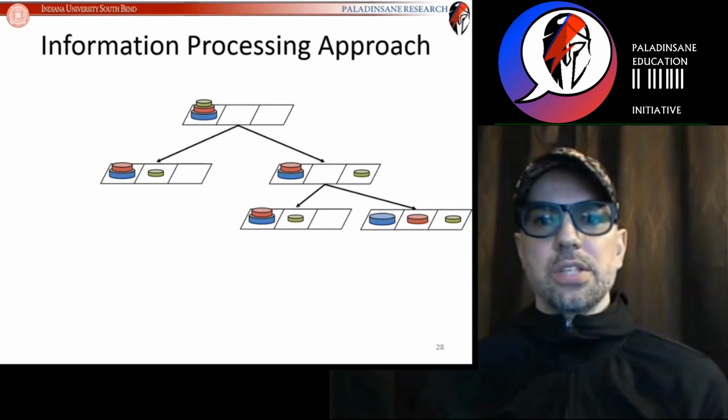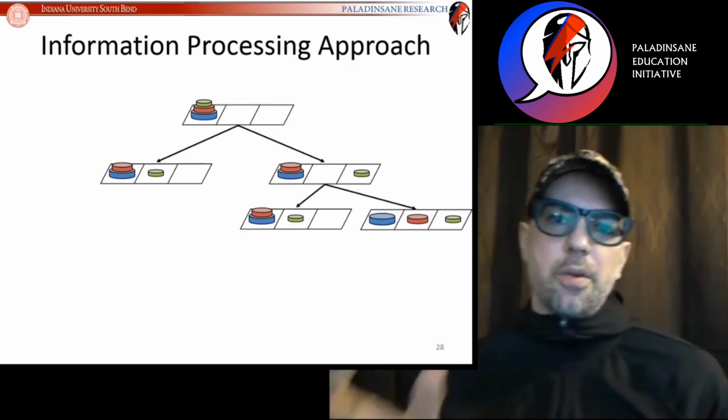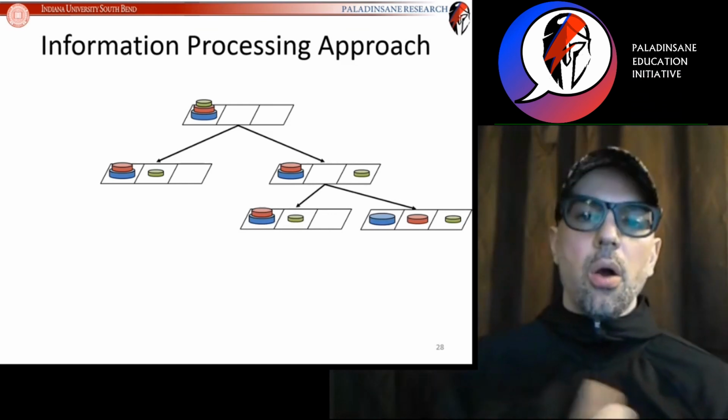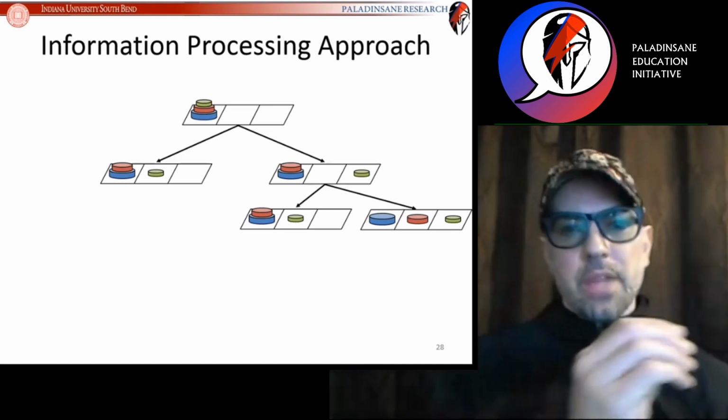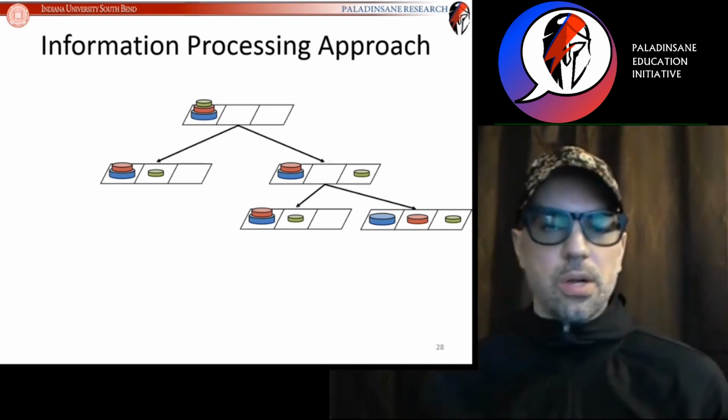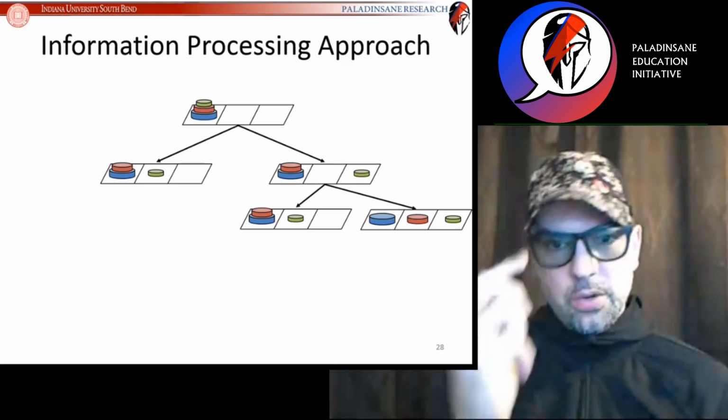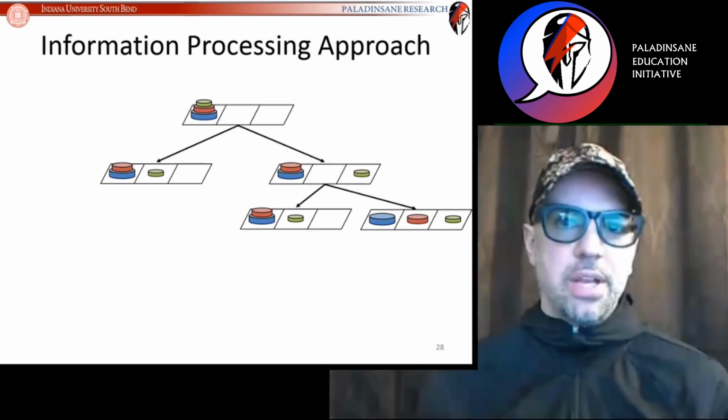So you can either take that green disk and go from position 3 to position 2, or you can take the red disk and move it from position 1 to position 2. Those are the only two things that you can do from that intermediate state.